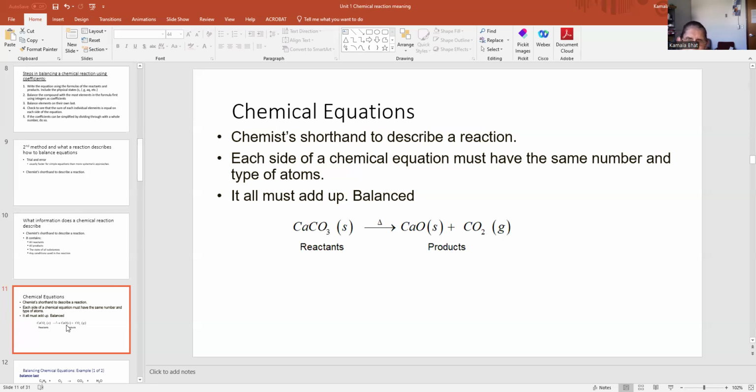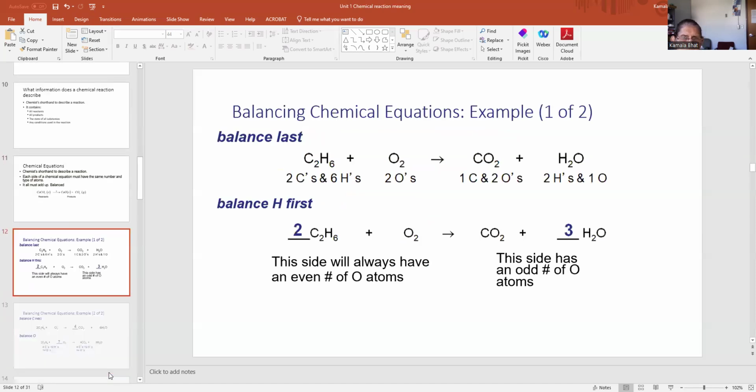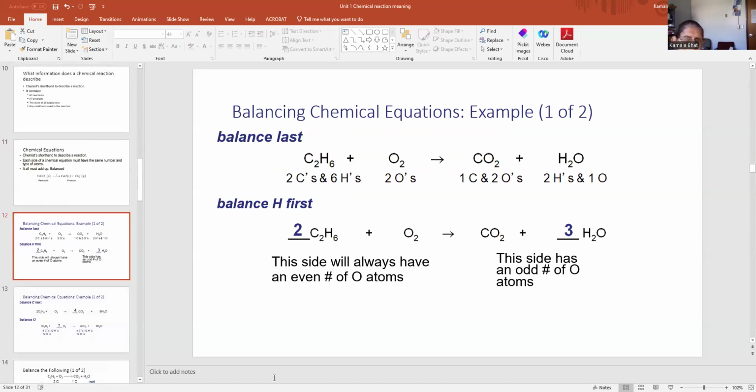Now you have to remember that the chemical equation must have the same number and type of atoms. On the left-hand side of this equation, you see calcium carbonate on heating. On the right-hand side, you see the products CaO and CO2. If you add up all the atoms, there is one atom on both sides for calcium, one atom of carbon on both sides, and 3 atoms of oxygen on the product side and 3 on the reactant side. Therefore, the reaction is balanced.